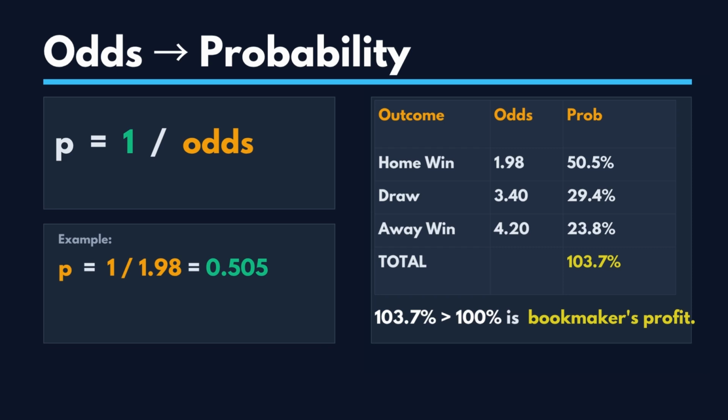Now notice something interesting. The probabilities add up to more than 100%. That extra percentage is the bookmaker's profit margin, sometimes called the vig or overround.